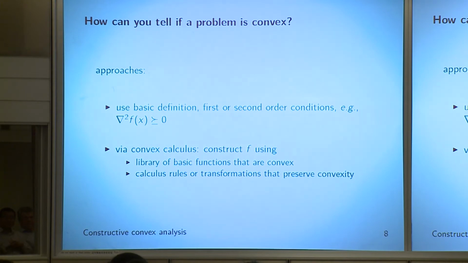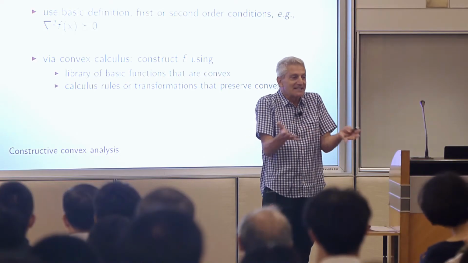And the method you want to use is essentially a calculus. And so what you want to do is construct a function using a library of basic functions. And it's a small library. Once you learn 10 or 15 of these, you're set. You can solve many, many problems. And then you learn calculus rules or transformations that preserve convexity. So this is the approach, right? And weirdly, I call it a calculus because it is actually a calculus.